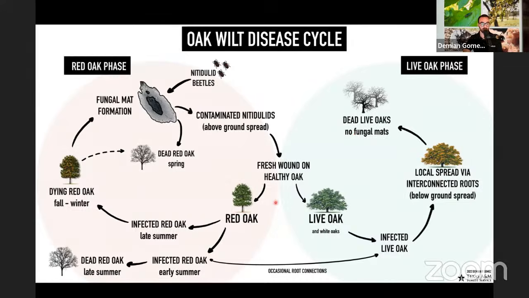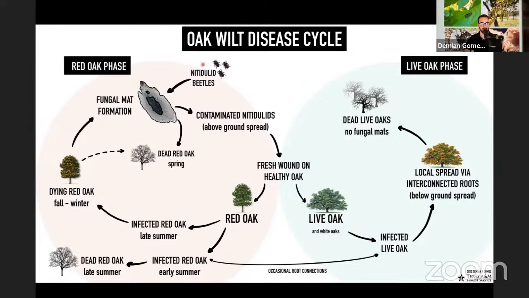However, when the fresh wound happens on a healthy oak that is a red oak, what we're going to see, in some conditions, depending on where and at what time of the year that infection happens, is a dying red oak, typically in the fall or the winter, and that is going to produce, in some cases, this fungal mat formation. Basically, this is a patch under the bark of red oaks that is full of spores, and it's going to produce a very sweet odor, kind of like a fruity smell.